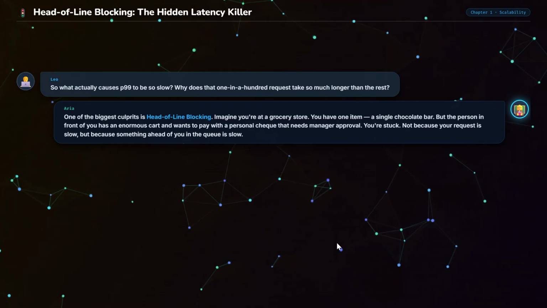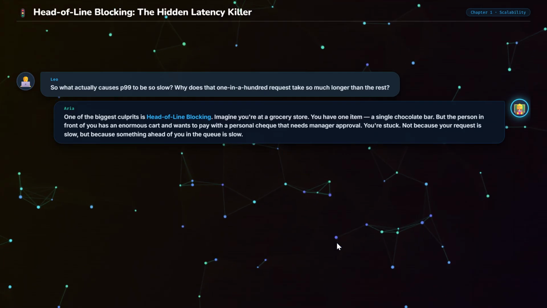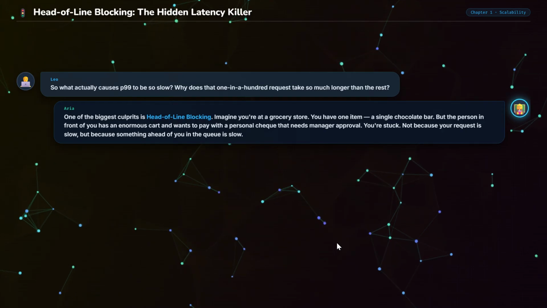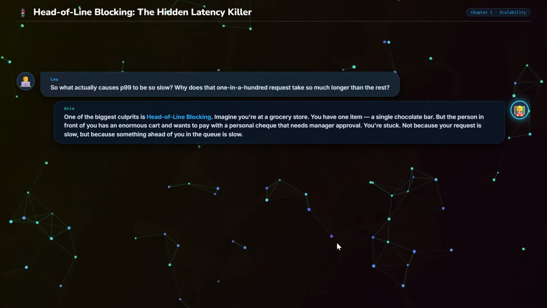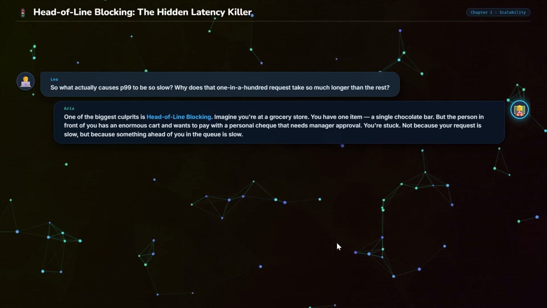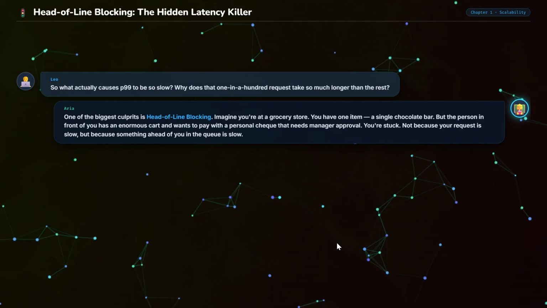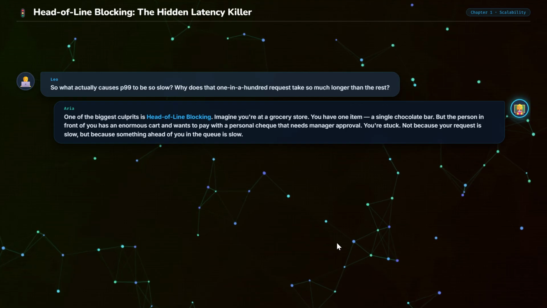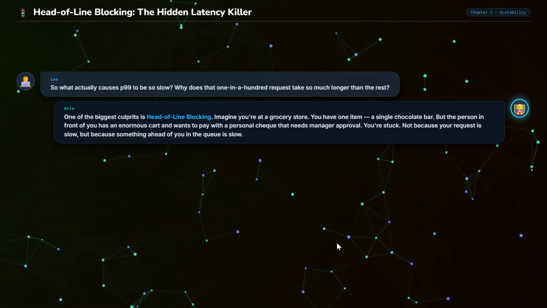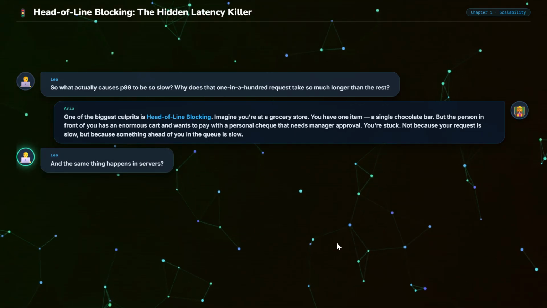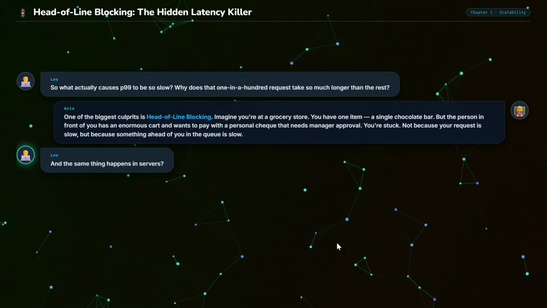Imagine you are at a grocery store checkout. You have a single item, one chocolate bar. The checkout should take you 15 seconds maximum. But the person directly in front of you has an overloaded cart and is disputing the price of every single item with the cashier. You are completely stuck. And the same thing happens with server requests.